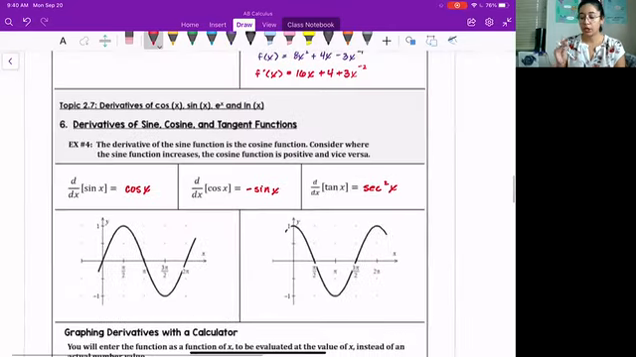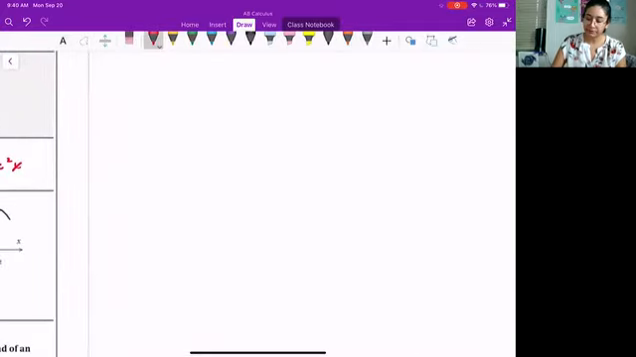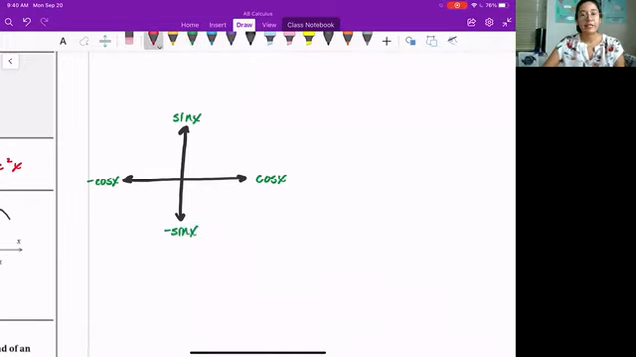Okay, so a good way to remember the sine and cosine derivatives, I'm going to come out to the side here. Okay, and really quickly, I'm just going to draw my x and y axis. Remember that cosine is an x thing, so over here is where positive cosine is. Over here is where negative cosine is. And sine is a y thing, so positive sine up here and negative sine down here. Okay, now to get the derivative, you're going to go in a clockwise rotation.